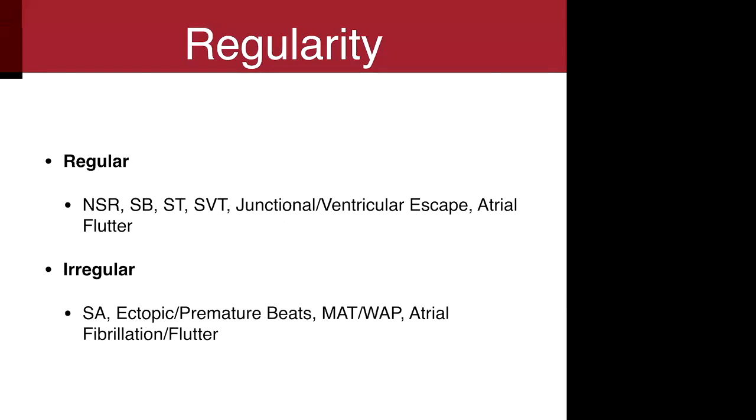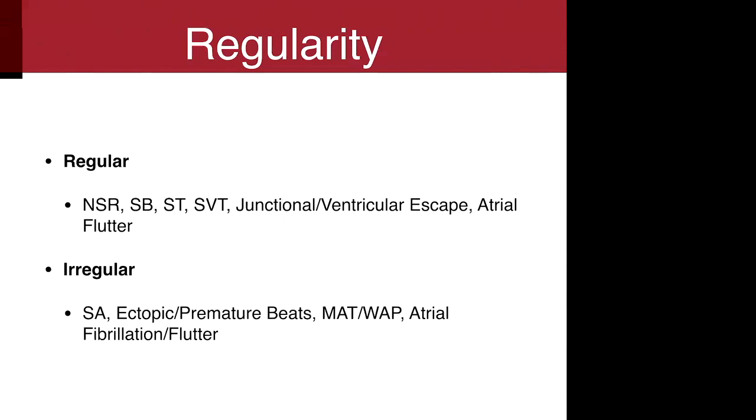The regularity of the rhythm is also very helpful for that. So we march out the R to R intervals if we're looking at the ventricular regularity to see if those match out. Now, if there are some that are closer together and some that are farther apart, then we see that there's some irregularity there.